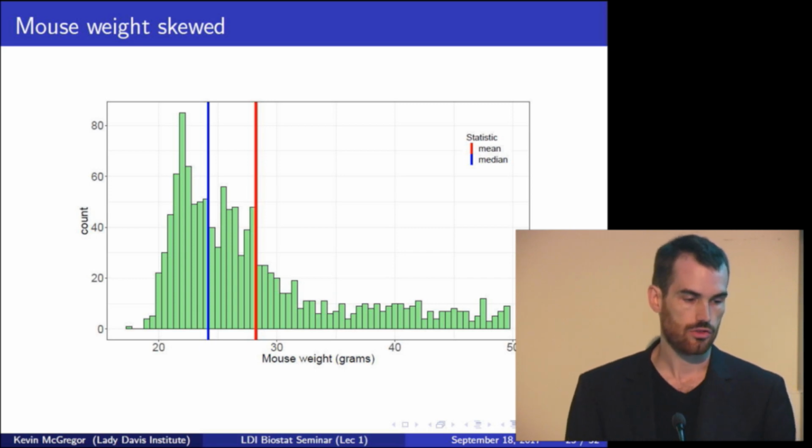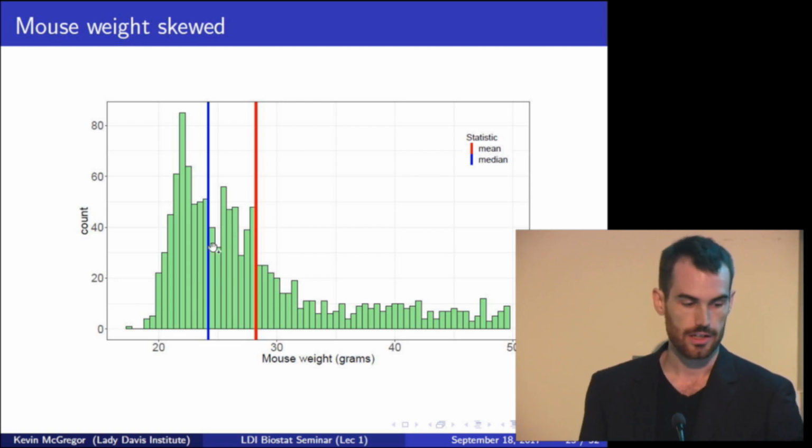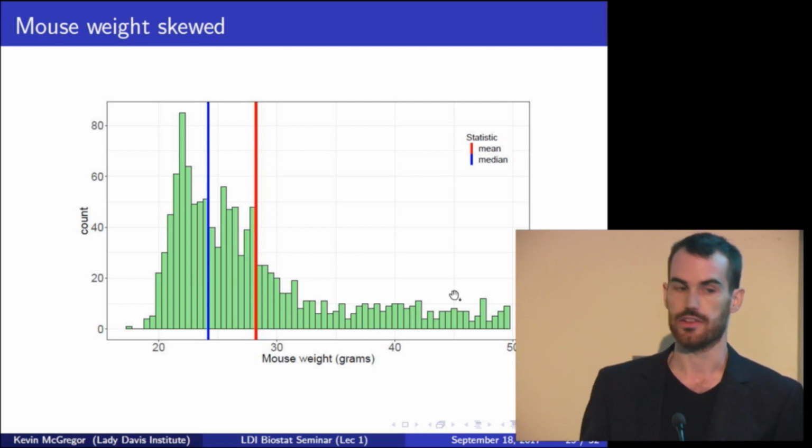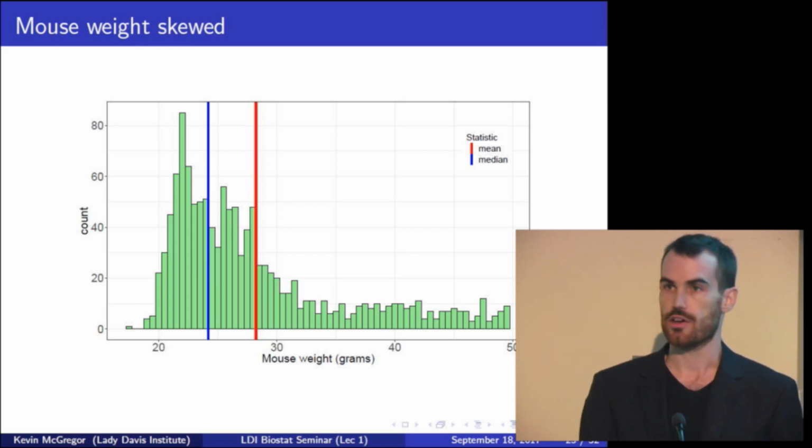So this is an extreme example of what we call a skewed distribution, specifically a distribution that's skewed to the right because we have this long tail on the right side. And so when you see a mean that's very different from the median, that's usually an indication that your distribution is skewed one way or the other.